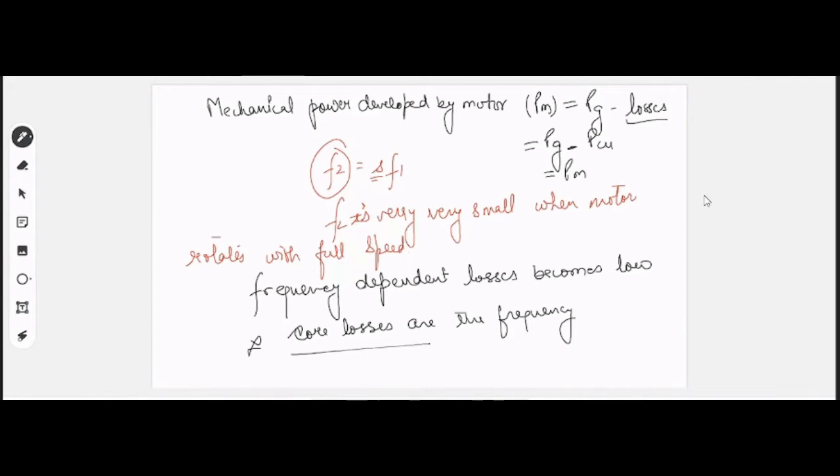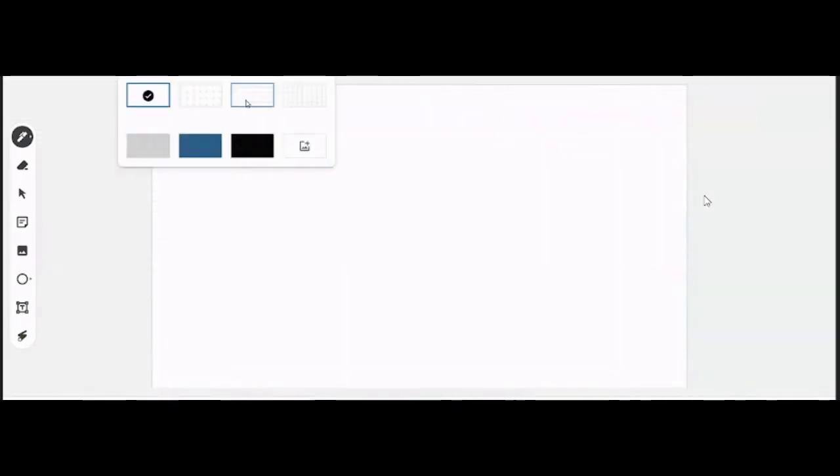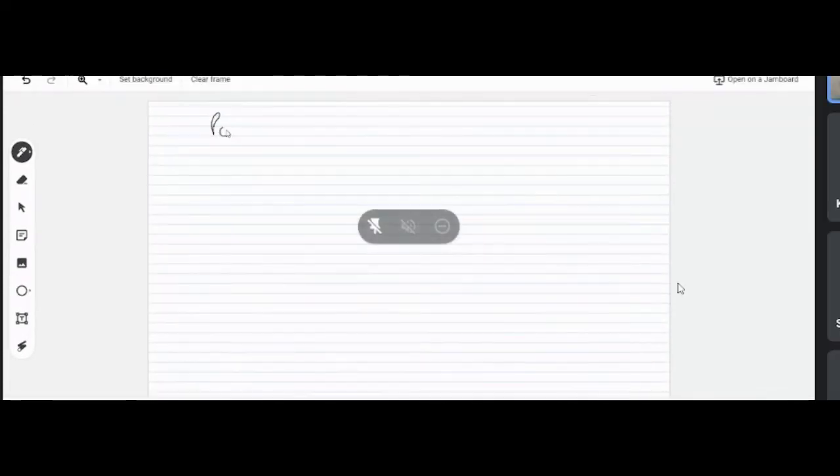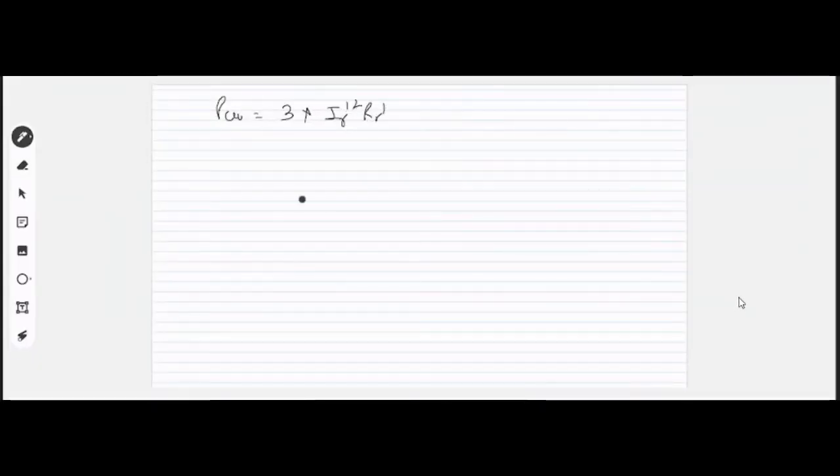And of course, the copper losses that will be occurring in the rotor with the resistance of RR dash, PCU, will be equals to, in one phase, IR square into RR dash, whereas for the three phase it will be 3 times this. So mechanical power will be equals to PG minus PCU, and that will be equals to 3 times IR dash square into RR dash, (1 minus S) over S, right? So this will be the mechanical power that will be developed.